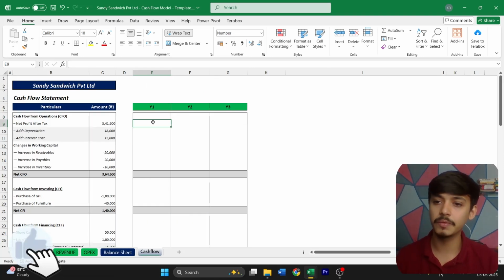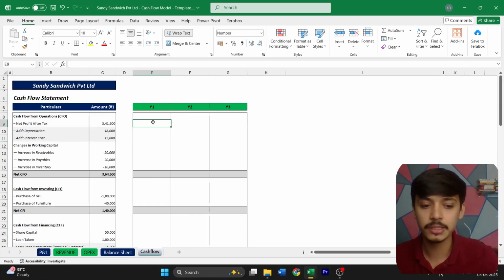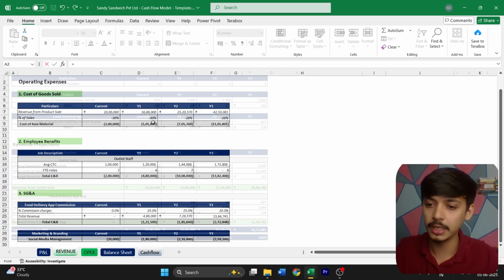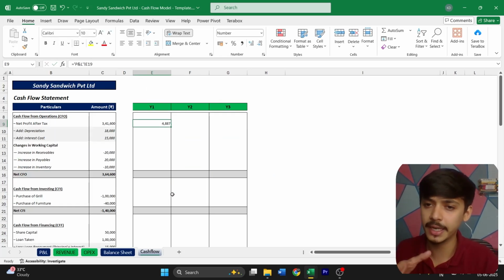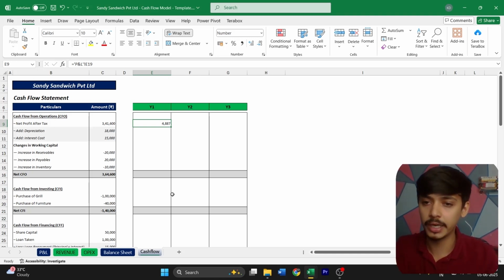The first element that we have is net profit after tax. So we are going to plug this from P&L. We have 4,887 for year 1. We will calculate the entire year 1 of the projected cash flow statement. So first we will plug in data for the entire year 1.